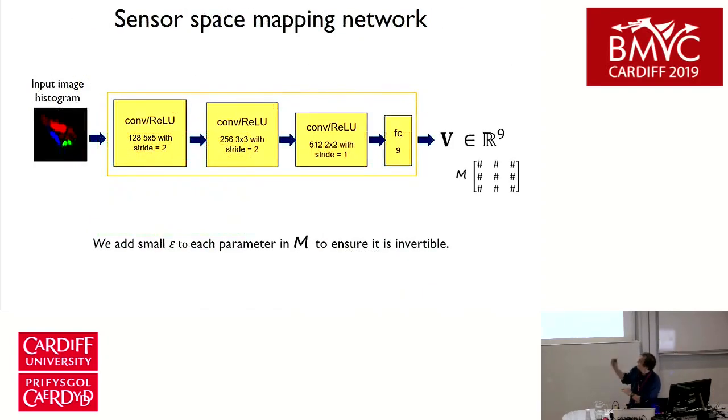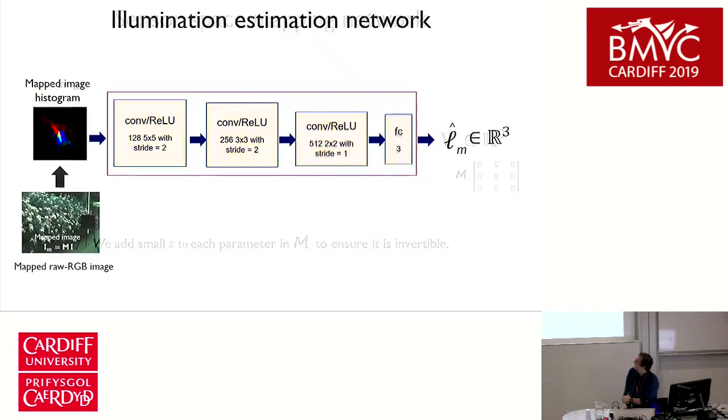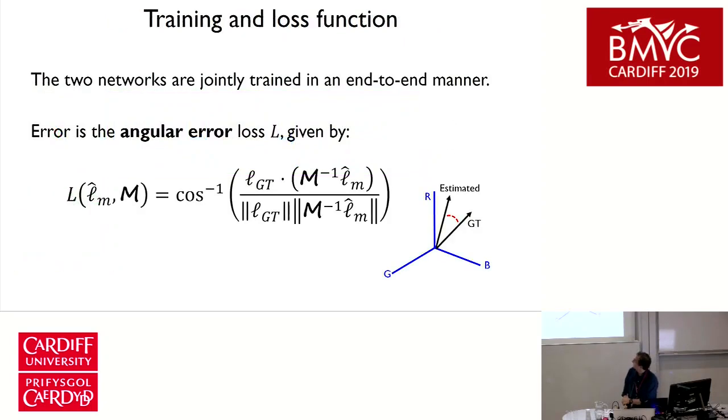And then we just simply run that through this network, and then it outputs a vector of 9 numbers, and then we reorder that into a matrix. Then we check to see if it's invertible, and if it's not, we just add a small perturbation to make sure this is an invertible matrix. Okay? Then you take your mapped image. We again extract a new histogram from this mapped image, and then we learn this network that predicts the illumination.